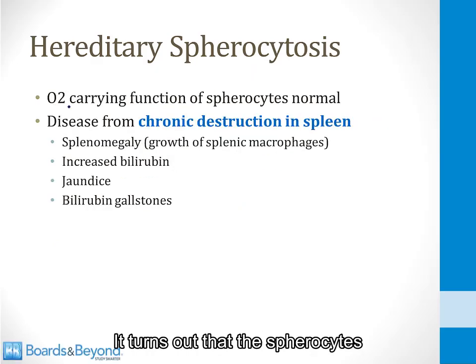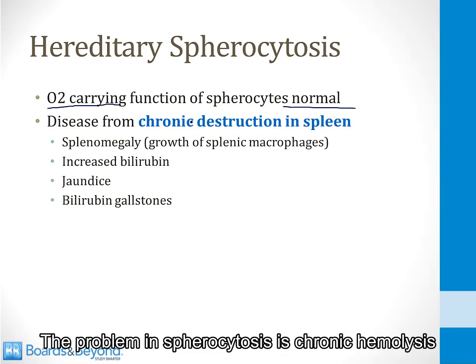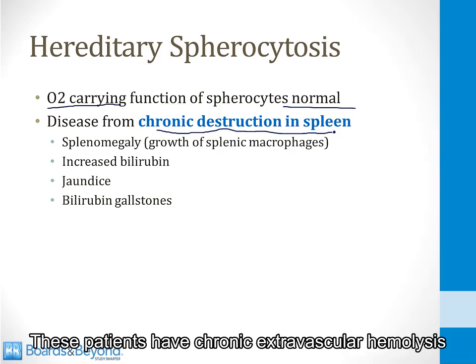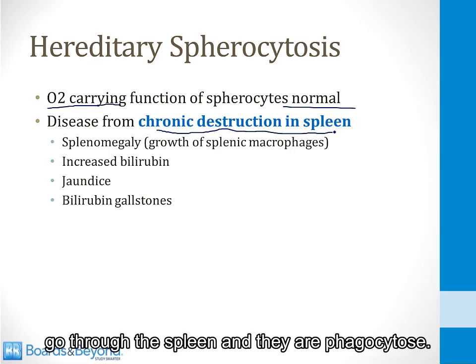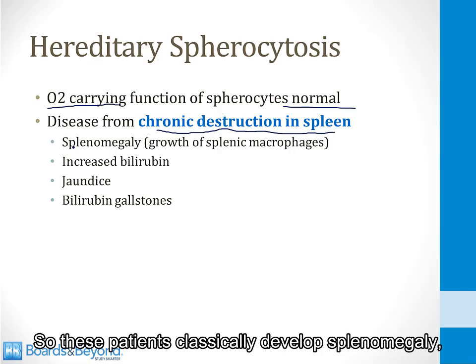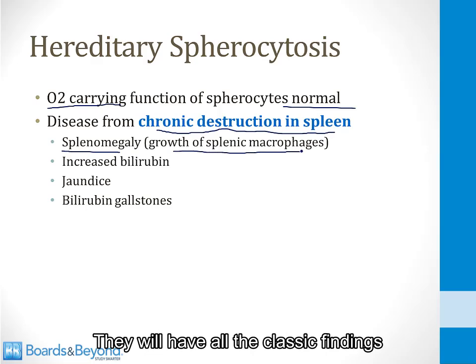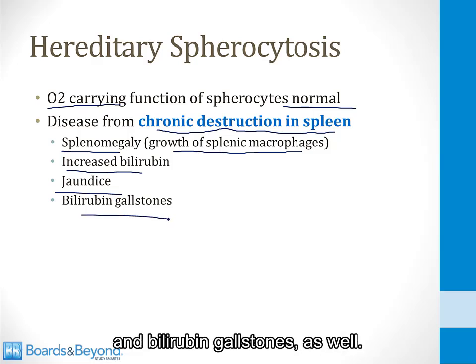It turns out that the spherocytes work just fine at carrying oxygen. The oxygen-carrying function is normal. The problem in spherocytosis is chronic hemolysis by destruction of red cells in the spleen. These patients have chronic extravascular hemolysis because those red cells with abnormal membranes go through the spleen and they are phagocytosed. So these patients classically develop splenomegaly. There's growth of the splenic macrophages. They will have all the classic findings of hemolysis, increased bilirubin, jaundice, and bilirubin gallstones as well.